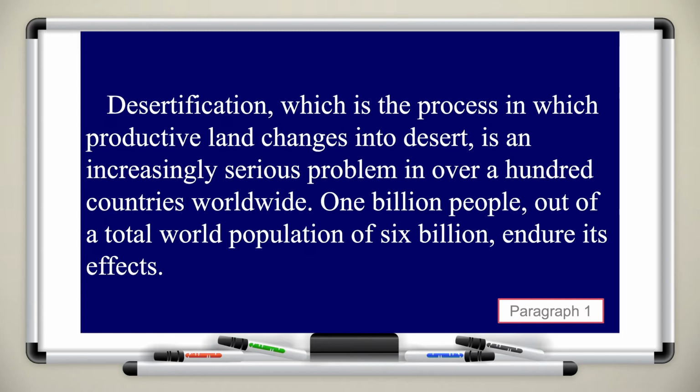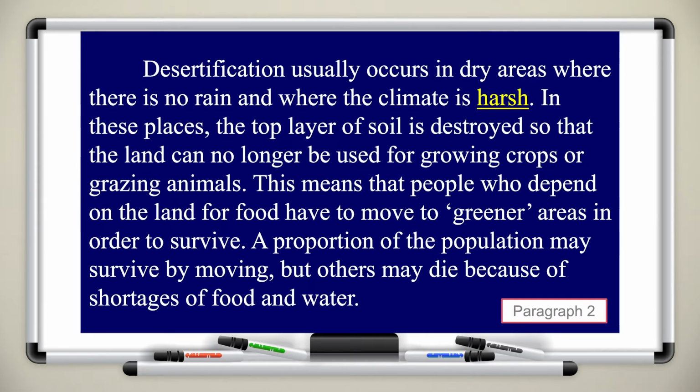Desertification, which is the process in which productive land changes into desert, is an increasingly serious problem in over 100 countries worldwide. 1 billion people out of a total world population of 6 billion endure its effects. Desertification usually occurs in dry areas where there is no rain and where the climate is harsh. In these places, the top layer of soil is destroyed so that the land can no longer be used for growing crops or grazing animals.